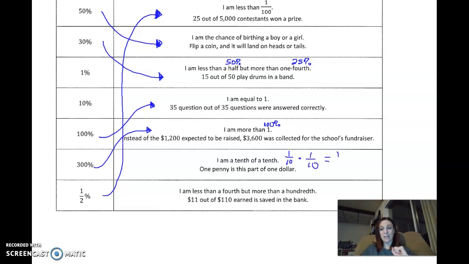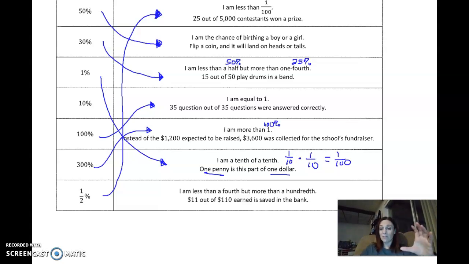1 times 1 is 1, 10 times 10 is 100. Or 1 penny out of how many cents in a dollar? 1 out of 100. So this is 1%. Okay, I'm less than a fourth, but more than a hundredth. Well, I know we only got one left, but still, less than a fourth.